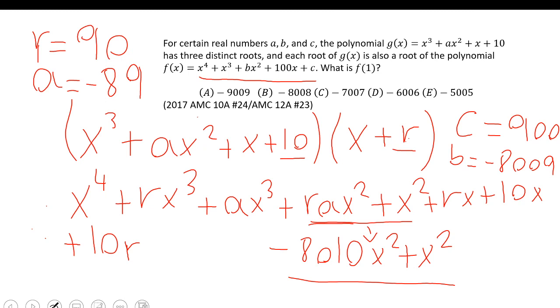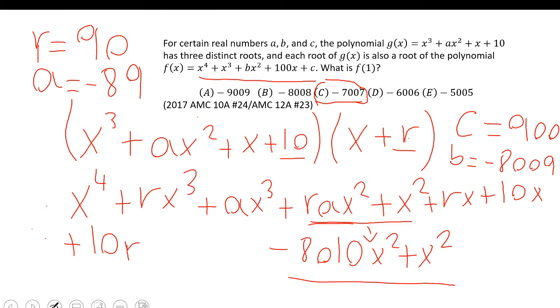So we go back here, answer choice C is negative 7007, and so our answer is C. Kind of hard to circle. There we go. C is negative 7007. That's how we do it.